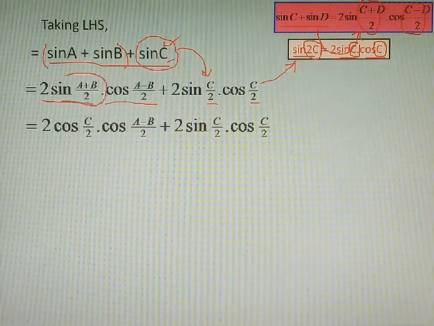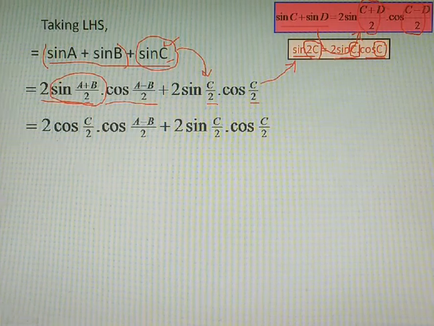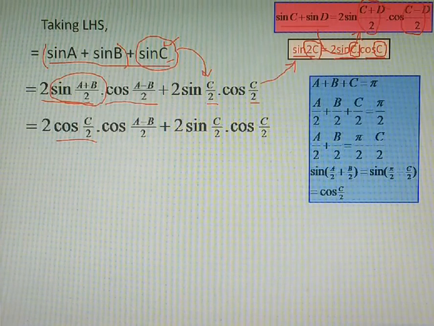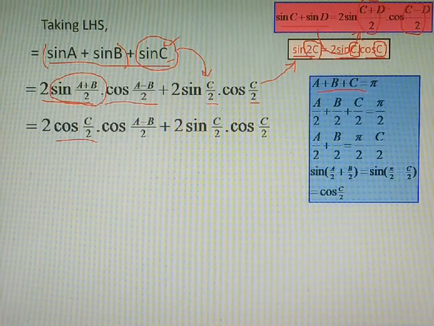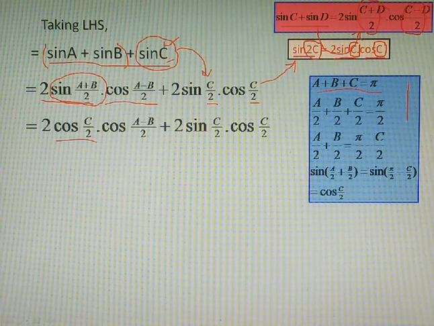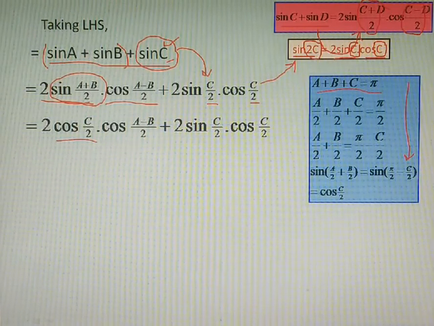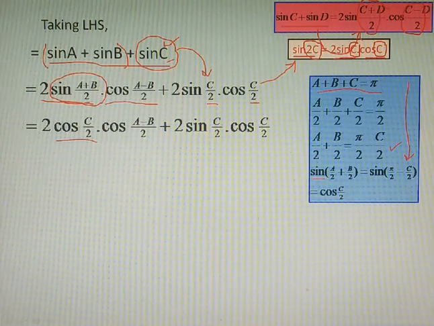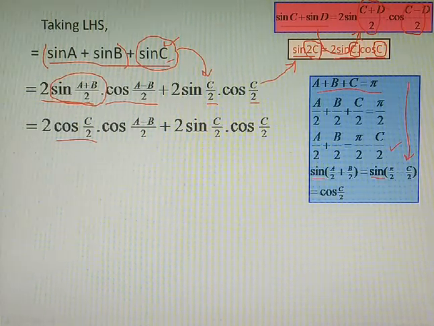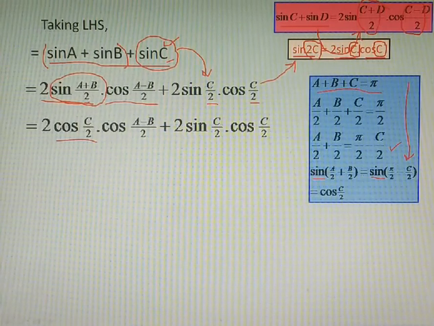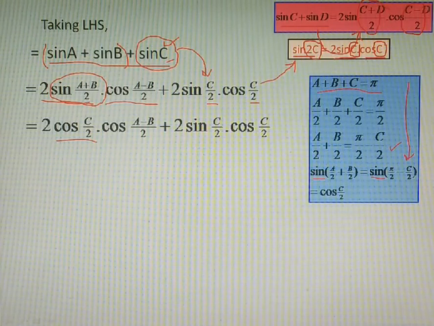Now moving to the next step, we have sine (A plus B) by 2 can be written as cos C by 2, and that comes from the given box. So in the given condition, we have A plus B plus C is equal to pi. This can be arranged in this way. That means A by 2 plus B by 2 is equal to pi by 2 minus C by 2. And if we keep sine on both the sides, then it will be sine (A by 2 plus B by 2) is equal to sine (pi by 2 minus C by 2).